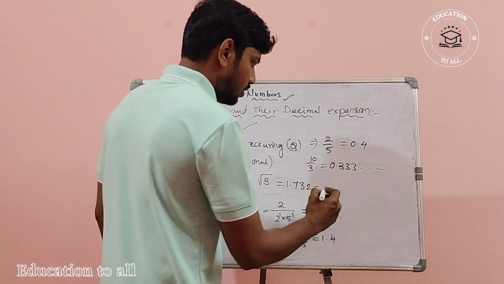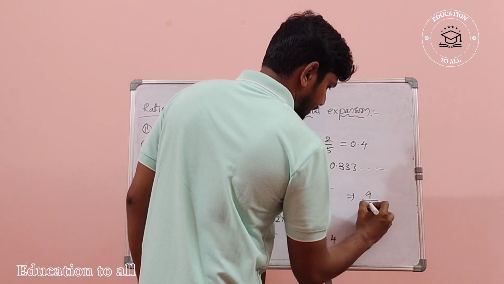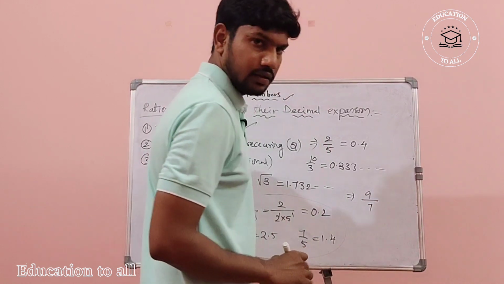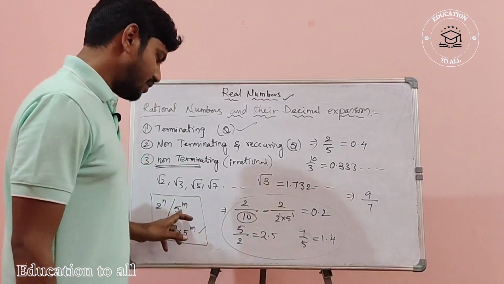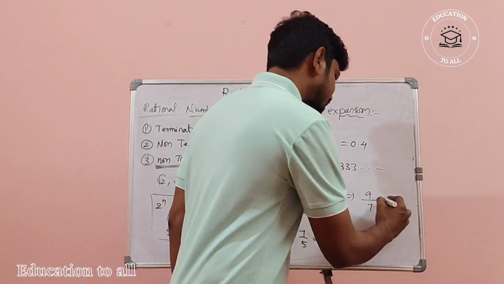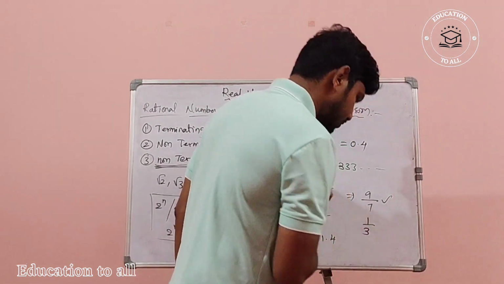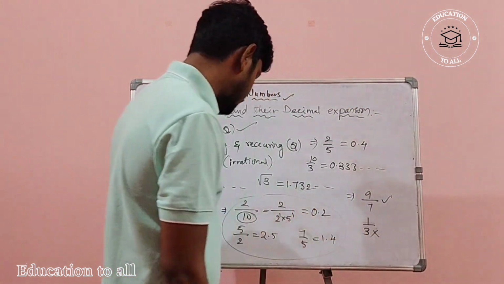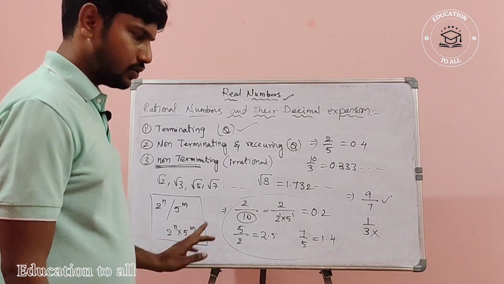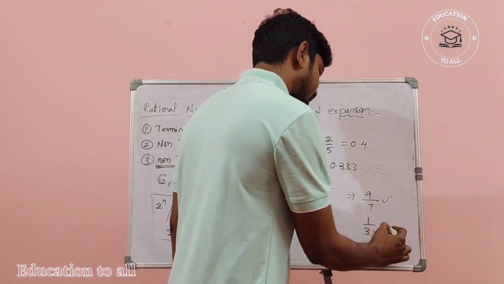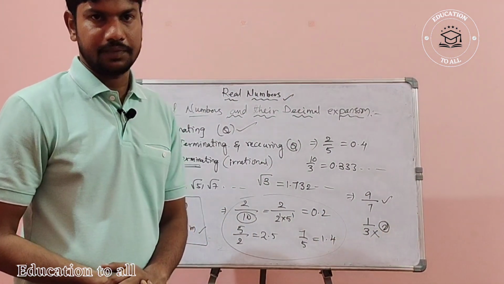A simple example, we write 9 by 7. Observe that there is no value like 2 power n or 5 power m, so we can say that it is non-terminating and recurring. And 1 by 3 does not contain a denominator in the form of 2 power n or 5 power m, or both. So that's why it comes under the second category. What is the second category? Non-terminating and recurring decimal expansion.